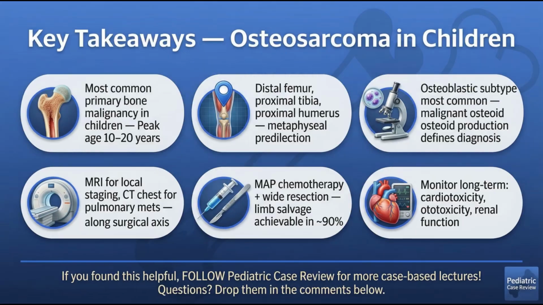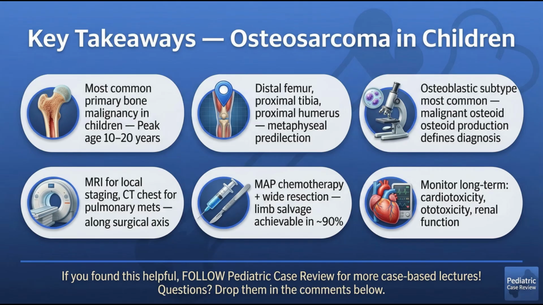And that brings us to the end of today's lecture on osteosarcoma in children. Let us review the key takeaways. Osteosarcoma is the most common primary bone malignancy in children with a peak incidence between 10 and 20 years of age. The most common locations are the distal femur, proximal tibia, and proximal humerus, all with a metaphyseal predilection.